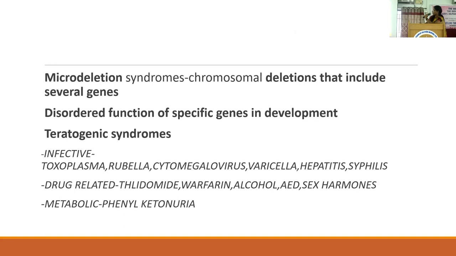Next, next to the chromosomal disorders, come the microdeletion syndromes. These are chromosomal deletions that include several genes and cannot be detected by the karyotype, or the disordered function of specific genes that also lead to development of congenital malformation, and the teratogenic syndromes. Under teratogenic syndromes, the infections, the TORCH infections, as we call it, hepatitis, syphilis, HIV, all these can cause congenital malformation in the baby within the embryo period, before 10 weeks of pregnancy.